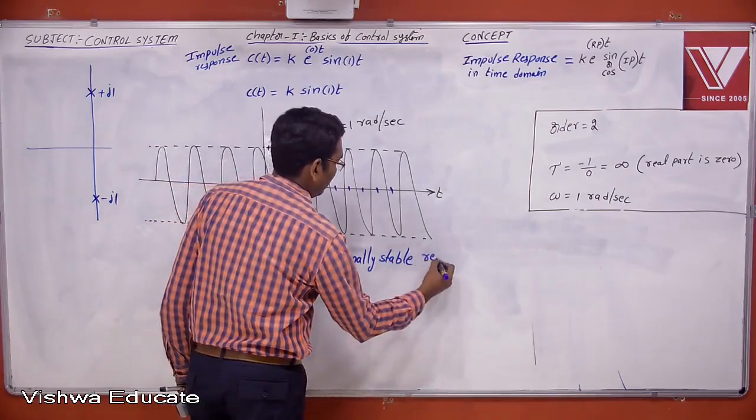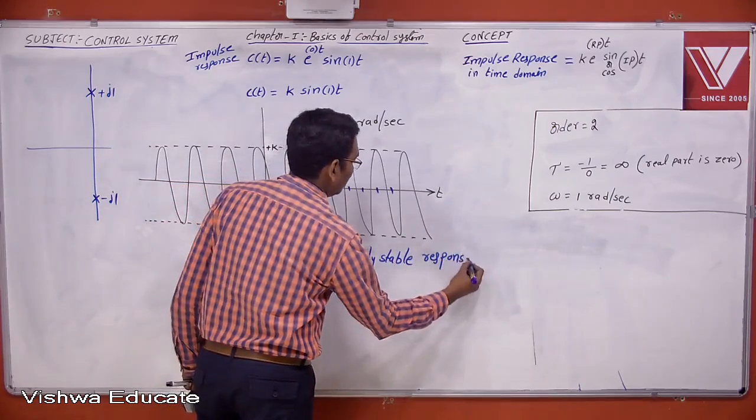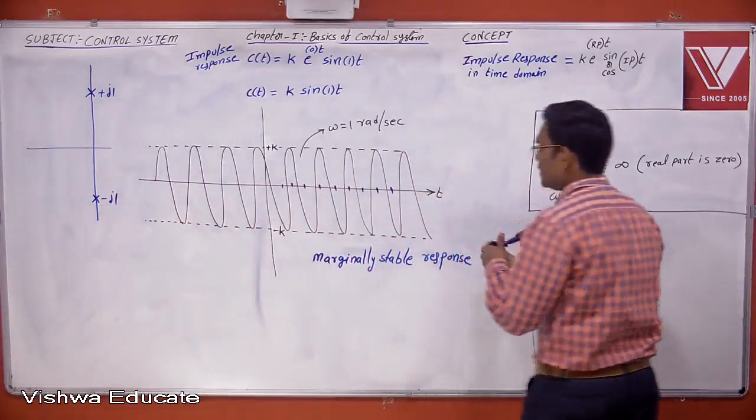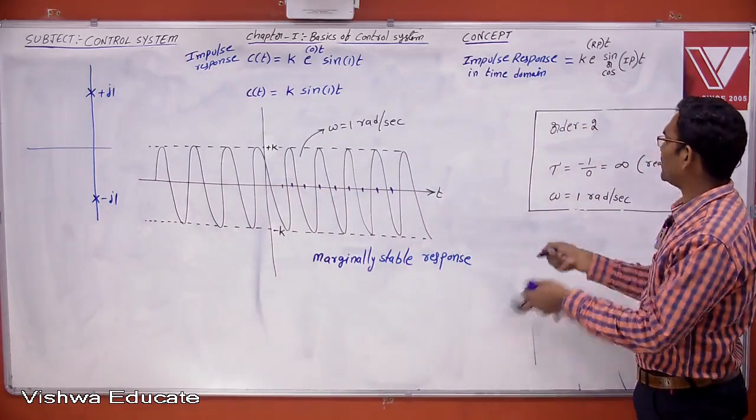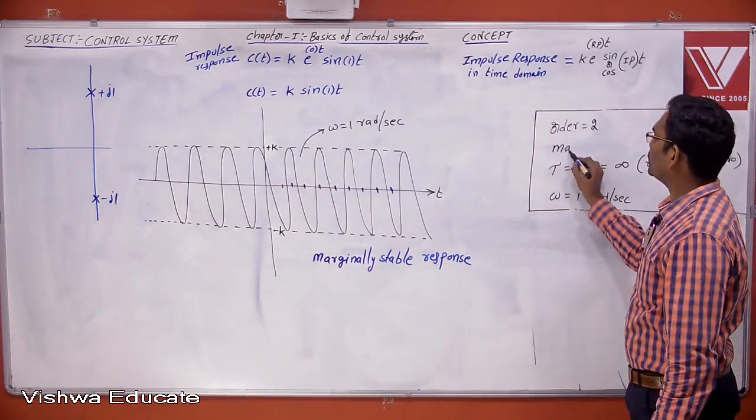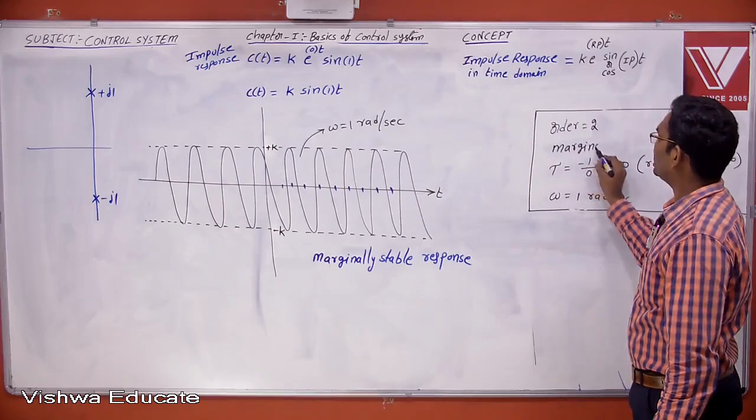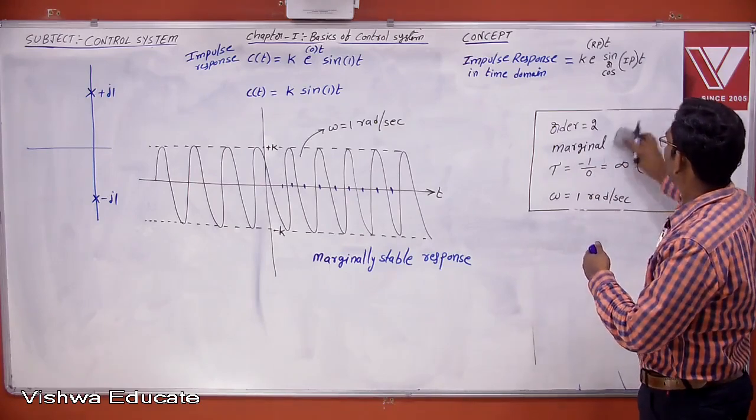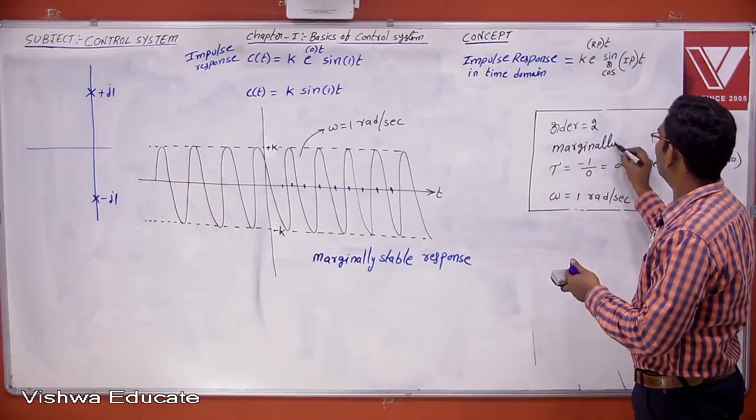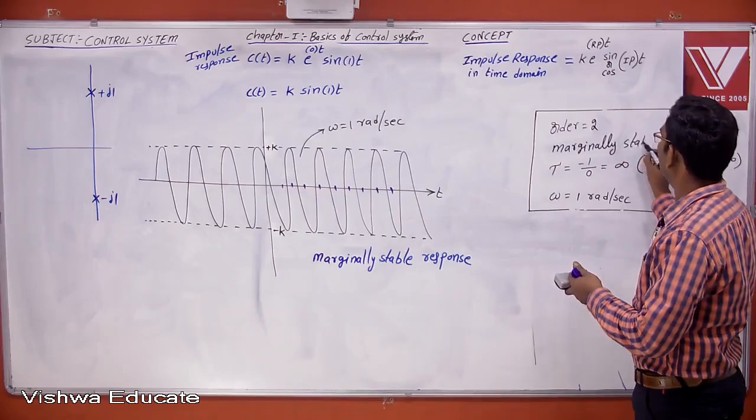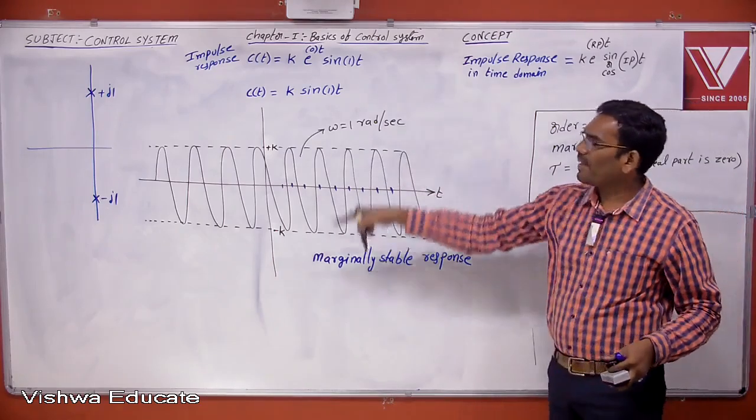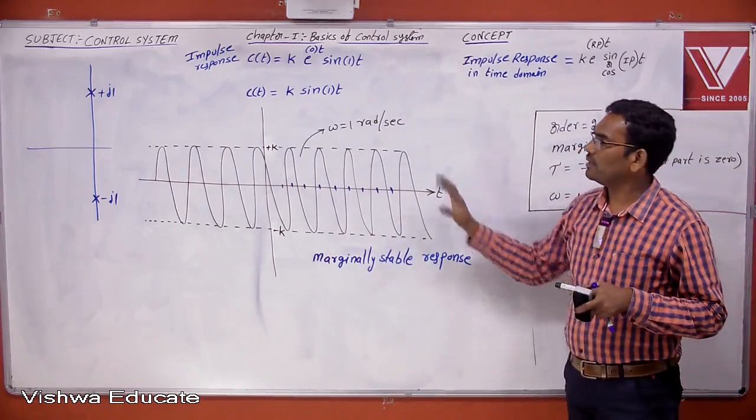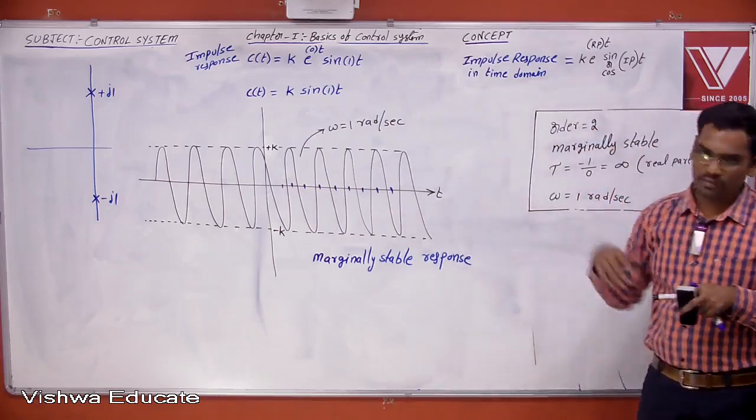What is a marginally stable response? Now what is a marginally stable system? Now this is the marginally stable system. If it is a marginally stable system, where is the pole's location? The pole's location is on the imaginary axis. If the pole is on the imaginary axis, the system is marginally stable. Then you take this one, and we will have some important points on this particular topic.